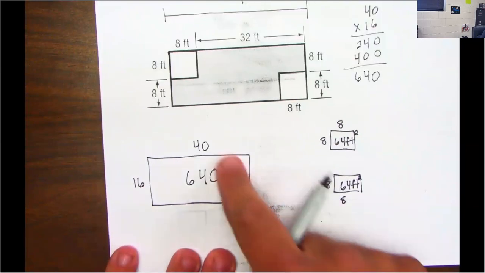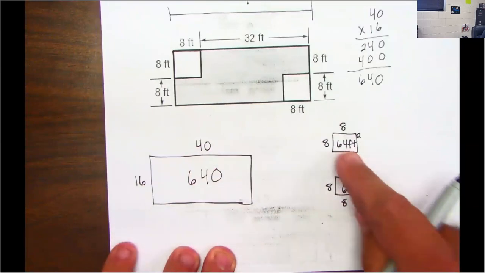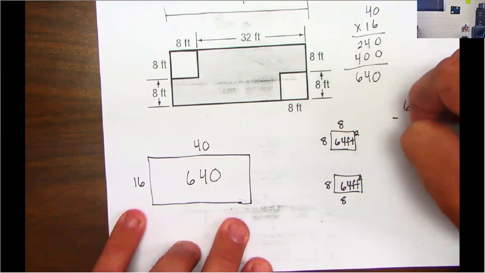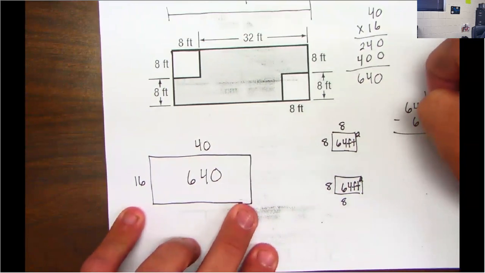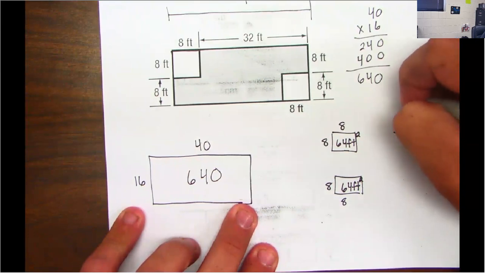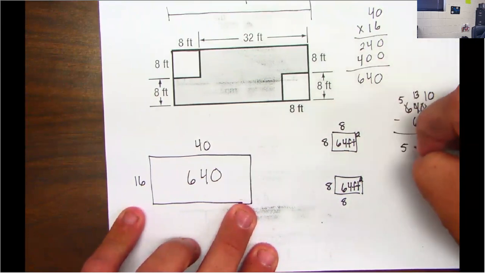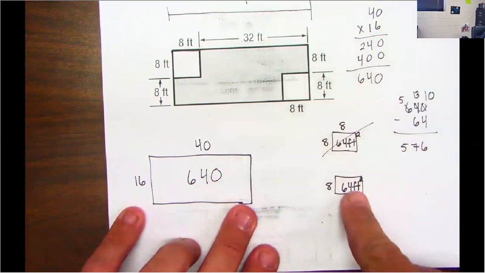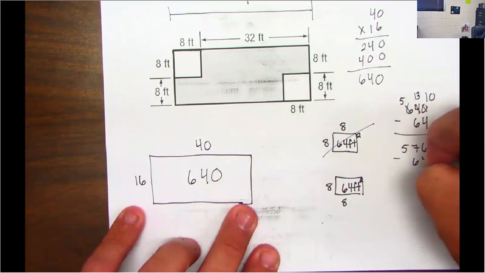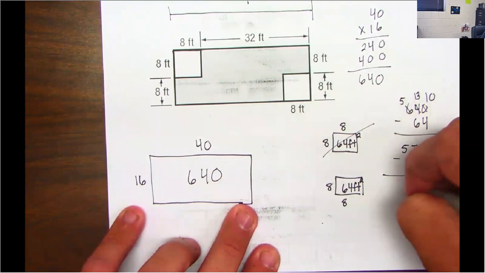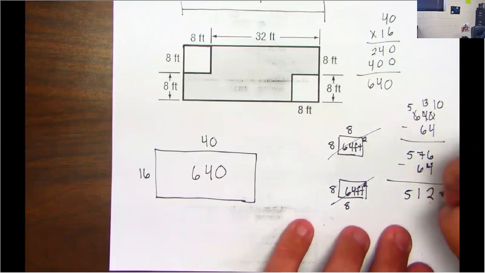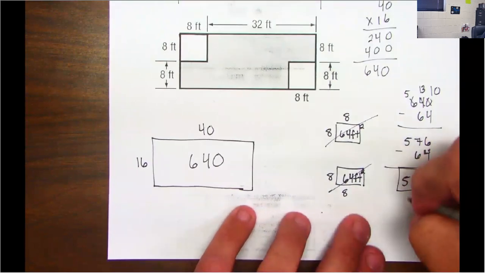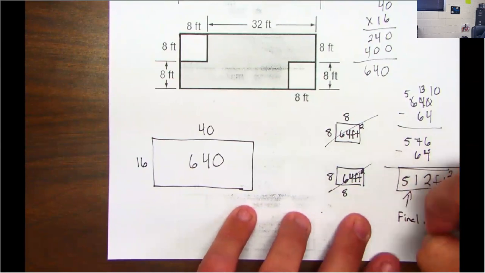So guys, to get our final answer, you take the big rectangle and we're going to subtract the two non-shaded squares. So 640 minus 64. And let's see, I get 576. And then you have to subtract another 64. So we got to subtract this 64 now. And let's see, I got 512 feet squared. That is the area of the shaded region. And that is my final answer.